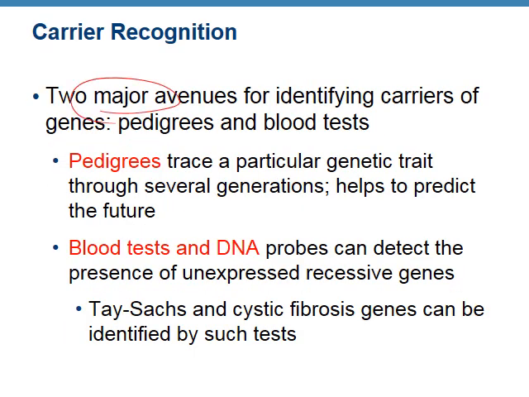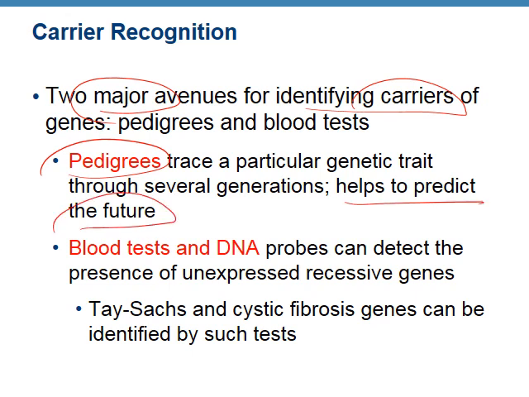So there are other avenues that you can use to identify carriers. You can look at pedigrees. So basically it's a family tree, right, of all of your relatives, who has which disorder, if you happen to know it. And this will help to predict the future.